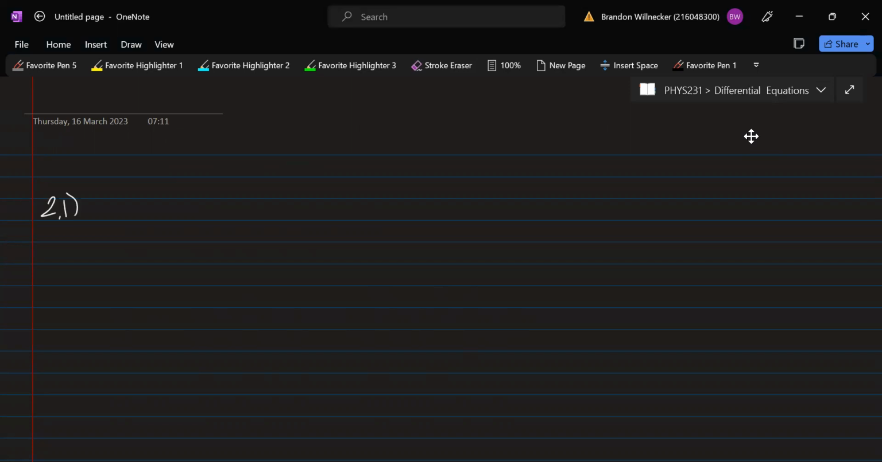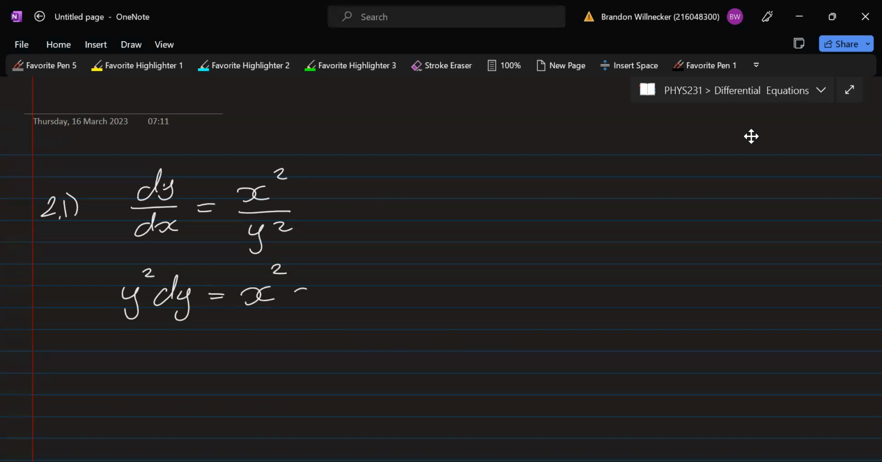Okay, so 2.1, we have dy by dx is equal to x squared over y squared. Now this can be done 2 different ways. We can either use separation of variables, where we take the y terms over to one side. So we have y squared dy is equal to x squared dx. Integrate both sides and we get our solution that way.